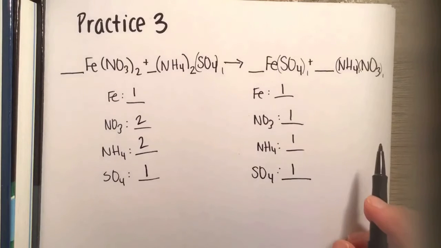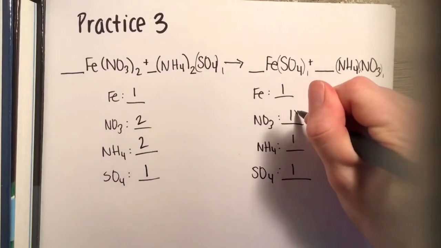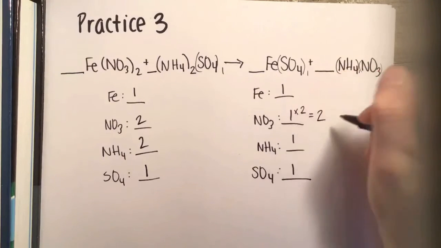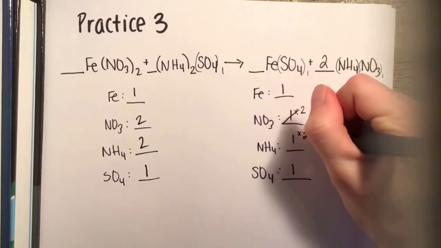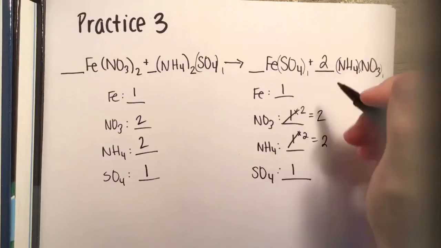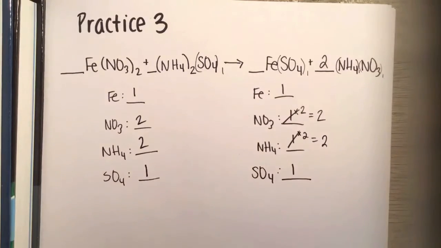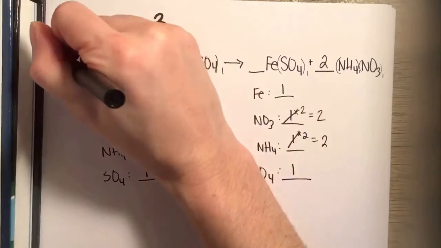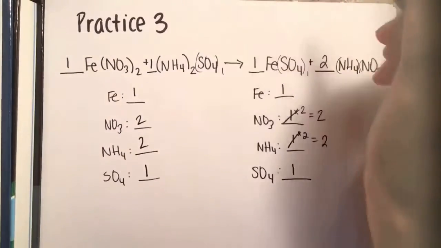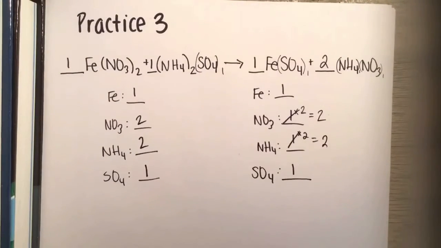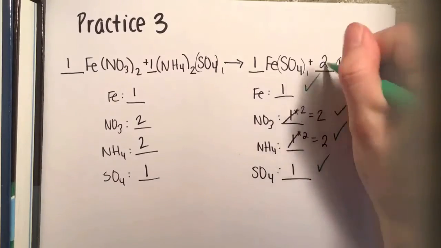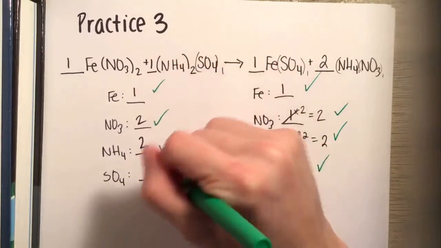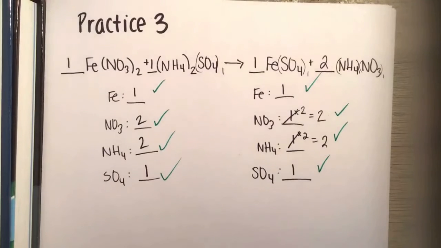So to balance my nitrate, I'm going to multiply NO3 times 2 on the product side, which means I'm going to be putting a 2 in front of NH4NO3. So I'm also going to be multiplying ammonium by 2. And it turns out that's actually all I need to do to balance this equation, right, is put a 2 in front of NH4NO3. And now I'm balanced. So again, really look for these polyatomic ions. If they stay the same before and after, you can treat them as one counting unit.